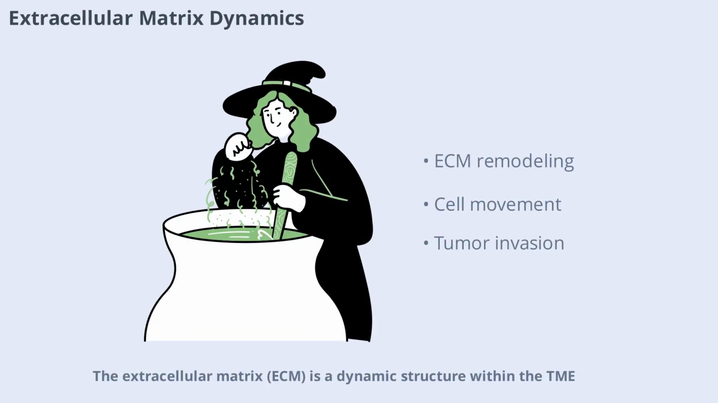Extracellular matrix (ECM) is a dynamic structure within the TME. It provides physical support and regulates cell movement, signaling, and growth. Changes in the ECM can facilitate tumor invasion and metastasis. Enzymes that remodel the ECM, such as matrix metalloproteinases, are often upregulated in cancer. Targeting ECM dynamics is a promising approach for limiting tumor spread.